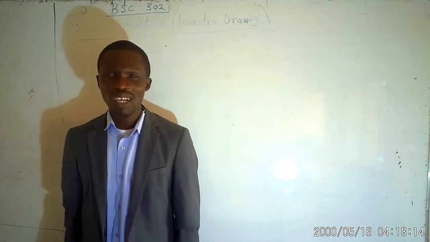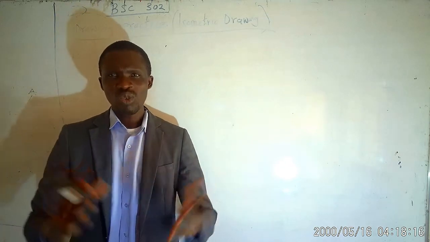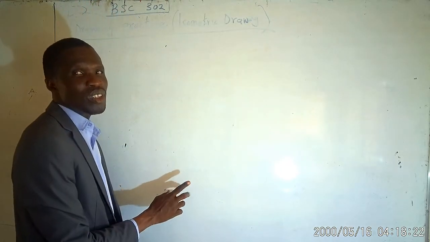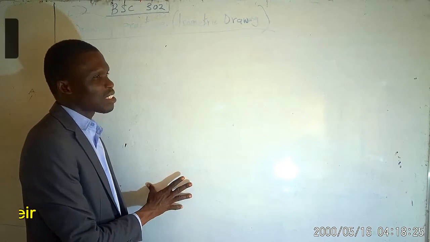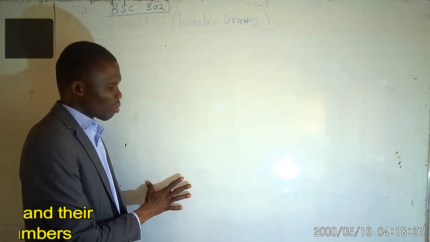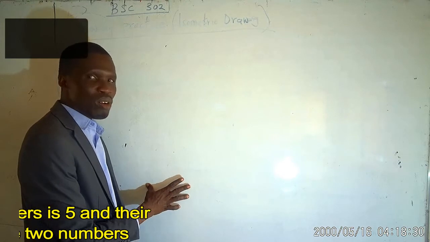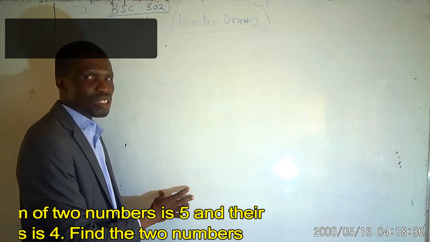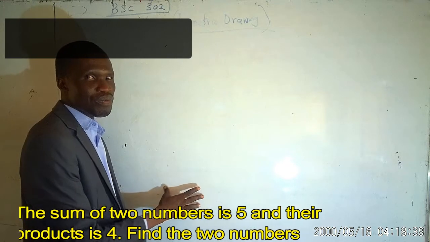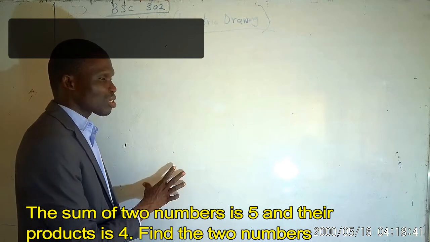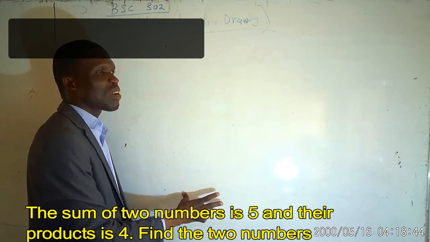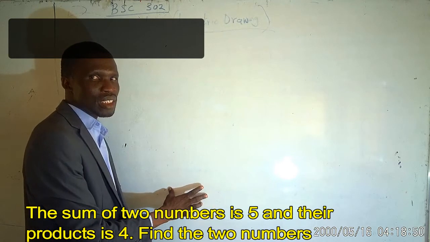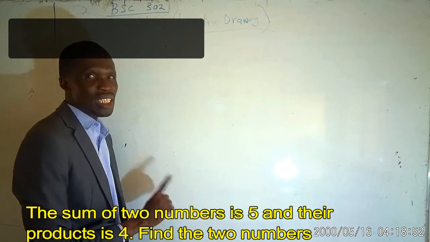So I don't want to talk too much. Let's go to the class and see what word problems is all about. So now take a look at the question here, and let's read the question very well. The question is: the sum of two numbers is 5 and the product is 4. Find the two numbers. The sum of two numbers is 5 and their product is 4. Find the two numbers. So how can we solve this type of question?